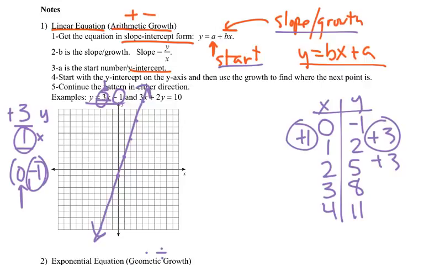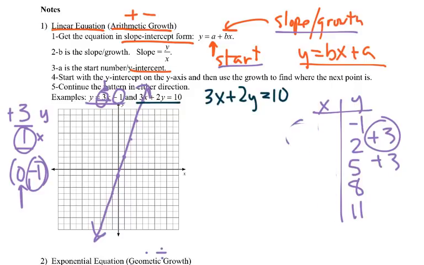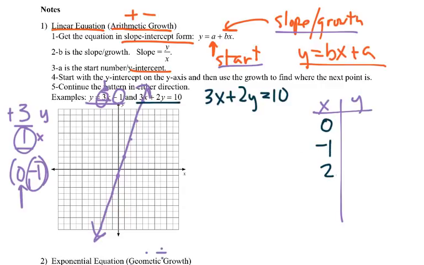Now, what if we're given an equation like this? 3x plus 2y equals 10. Well, I could try to just make a table and plug in some numbers for x and figure out what my y's would be. That always works. So I could pick numbers, and then I could say, well, what if x is 0? What happens? What number do we get? And go on that way.